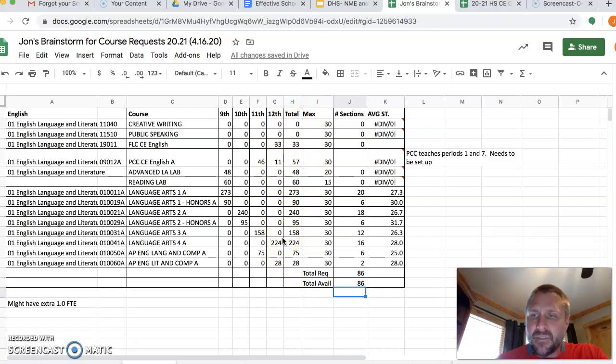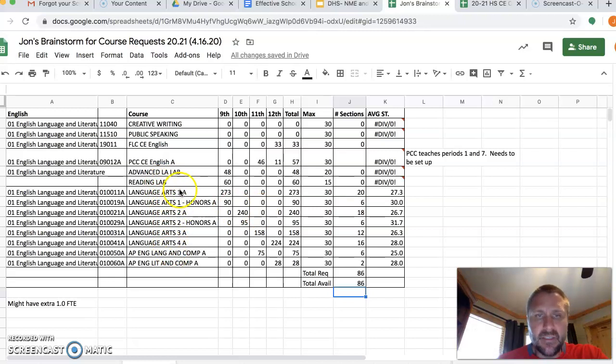Now, sometimes you have to make some tough decisions. For example, I had creative writing in here, and I think we had about 23 students who really wanted to take creative writing. And I had to make some tough decisions and say, you know what, at this time we can't offer that because we've got to meet the requirements that we're offering to all of our students.